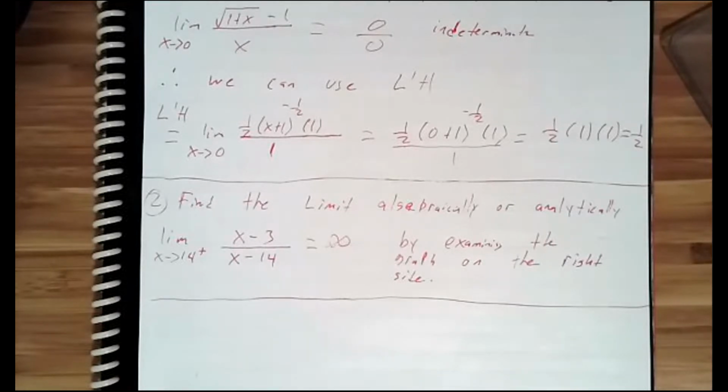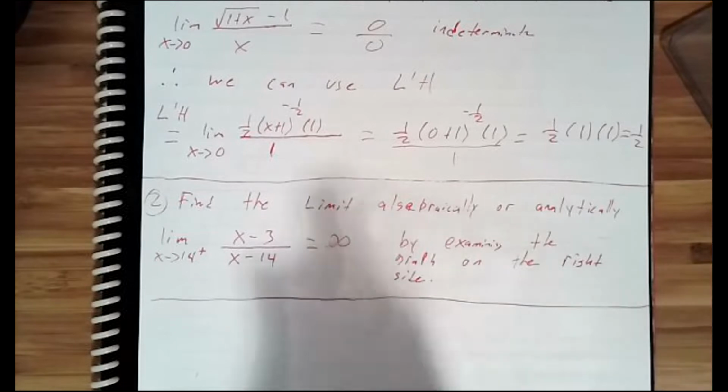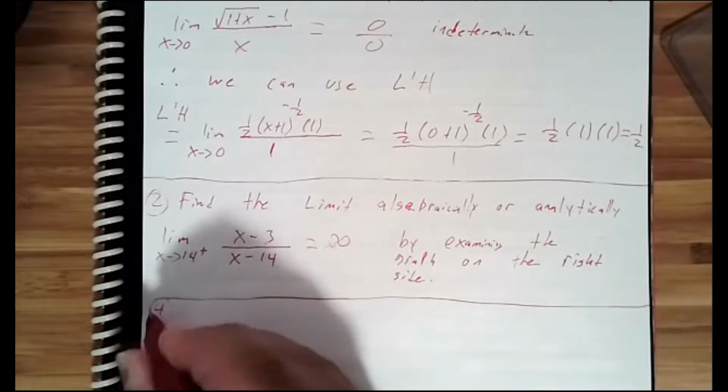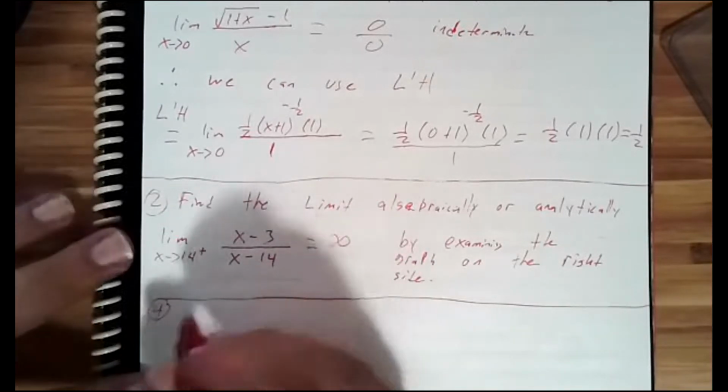And number 3, we're not going to have any mean value stuff. If you see one, then don't worry about it. I'll just skip that problem. Number 4. There shouldn't be one, but I'll double check.